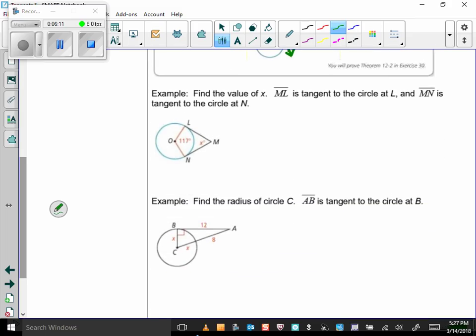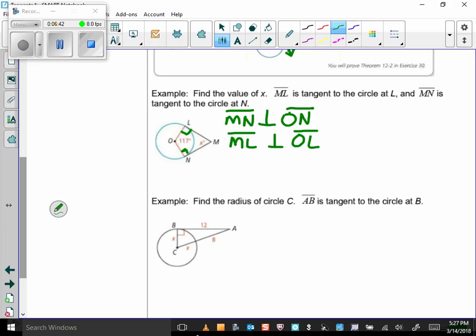Find the value of x. X is that angle in there at M. And what do we know? We know ML is tangent to the circle at L, and MN is tangent to the circle at N. So from up above, we know that that means these two are perpendicular, right? MN is perpendicular to ON, and also ML is perpendicular to OL.